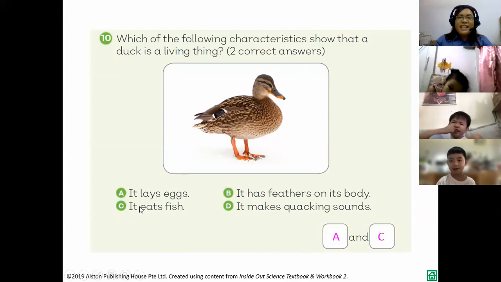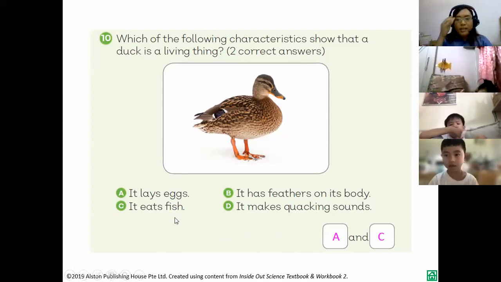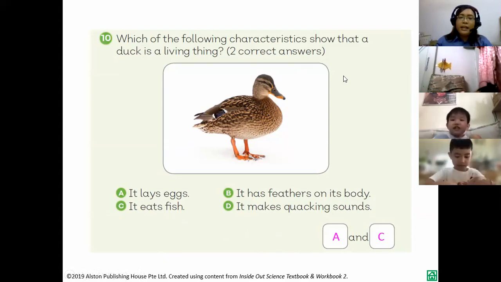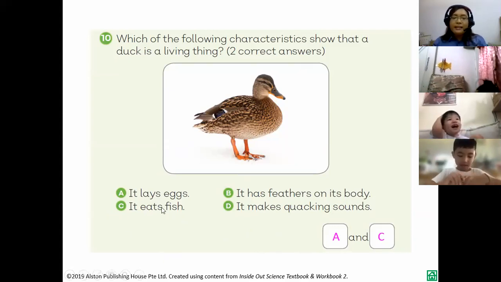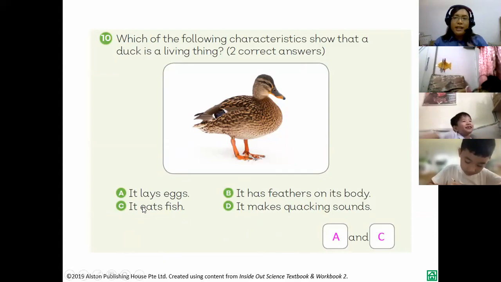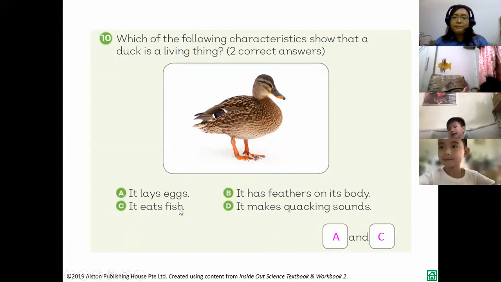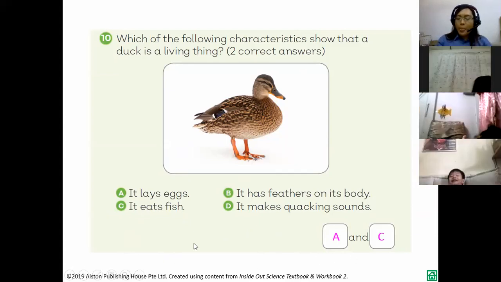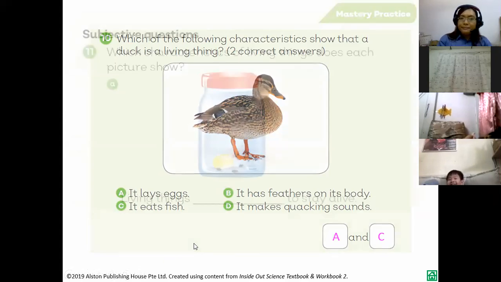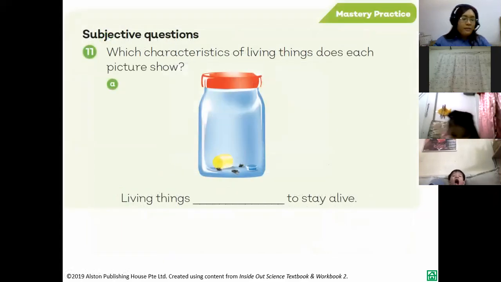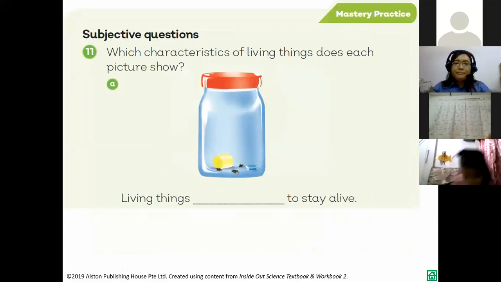A and C. A and D. They eat food. They eat food, okay? So they lay eggs, and they eat food. And the food is fish. All right, now number 11.